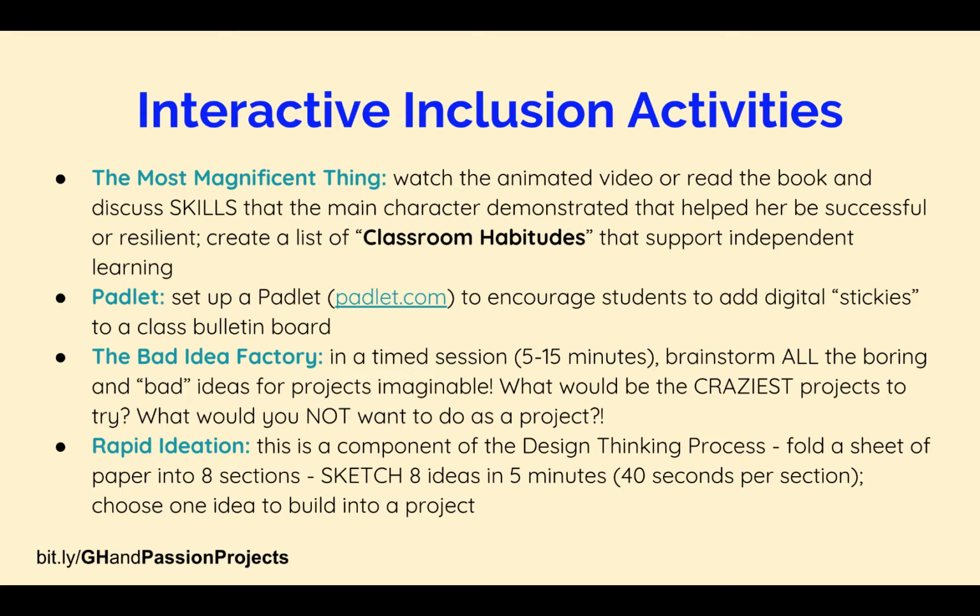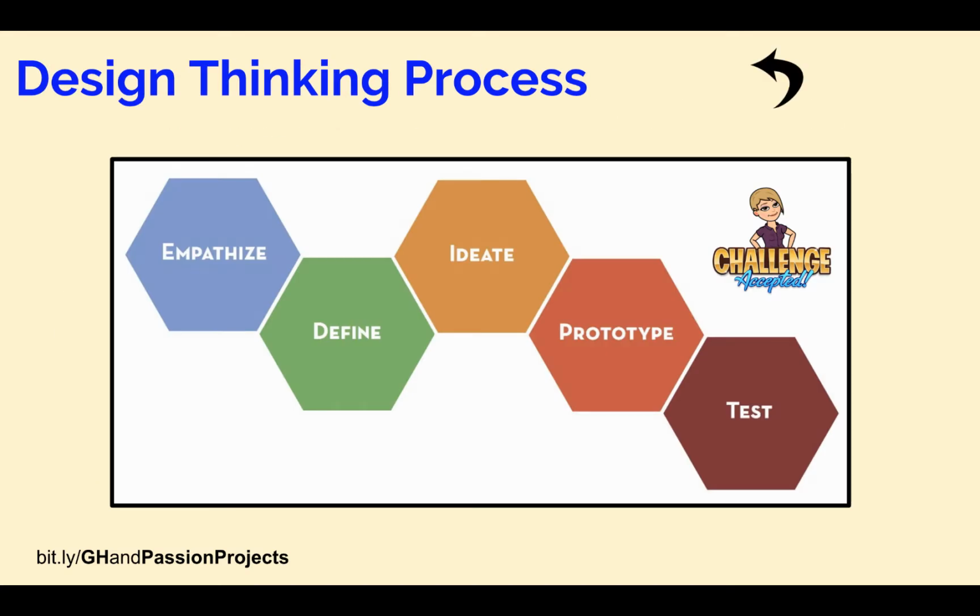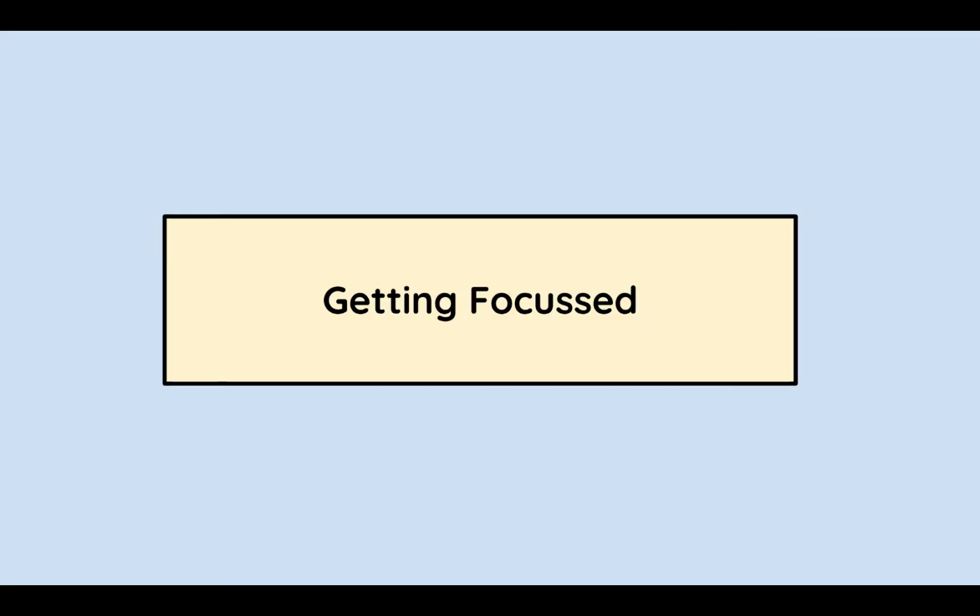And finally, you could look at the design thinking process and look at rapid ideation. And this also sort of walks through the design thinking process, where they're learning to empathize with each other, with the world around them. They're thinking about their topic focus, then they're generating some more ideas, and eventually we're going to settle in and focus on one passion project idea, and then they can move to the prototyping or the research and investigation stage. So, how do we help them get focused?